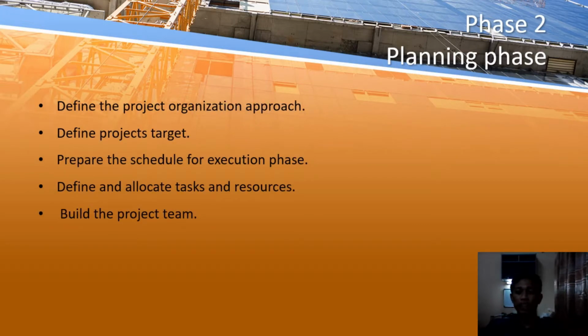Phase 2 is the planning phase. In the planning phase, firstly, we define the project organization approach. Secondly, we define the project target. Thirdly, we prepare the schedule for the execution phase. Next, we define and allocate tasks and resources. And lastly, we build the project team.